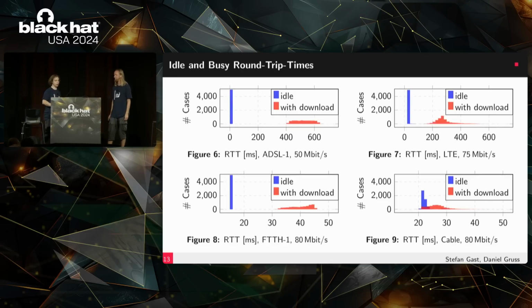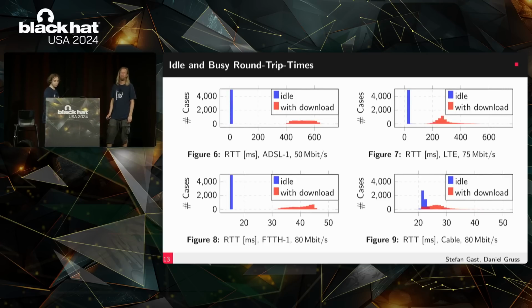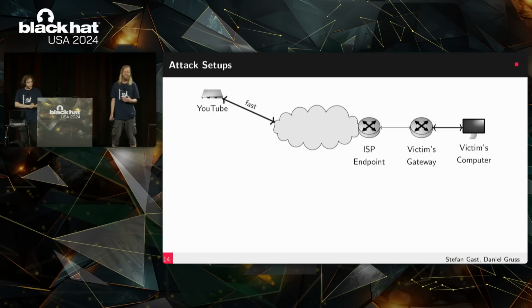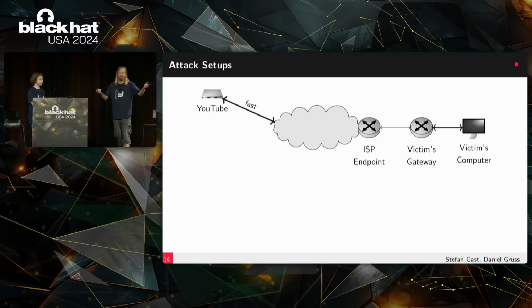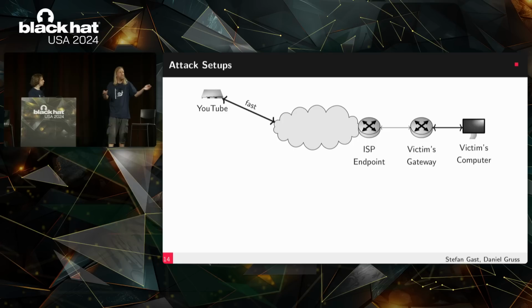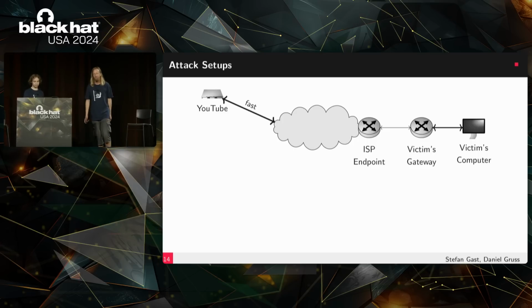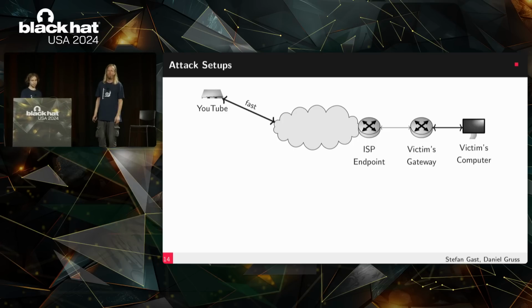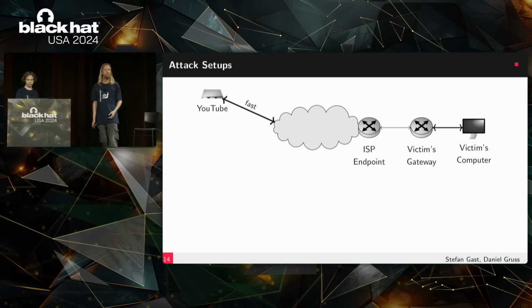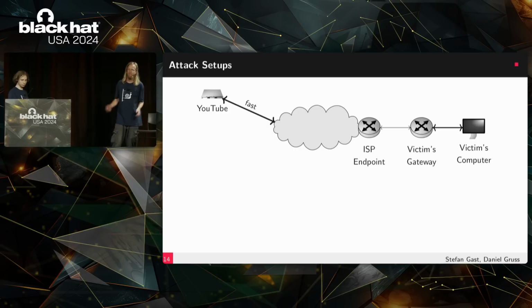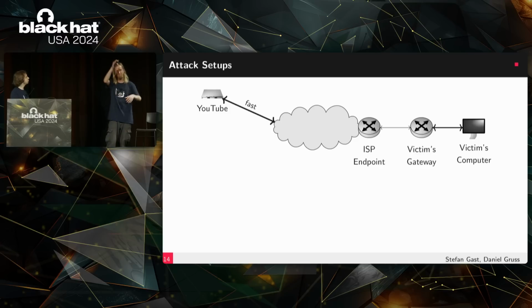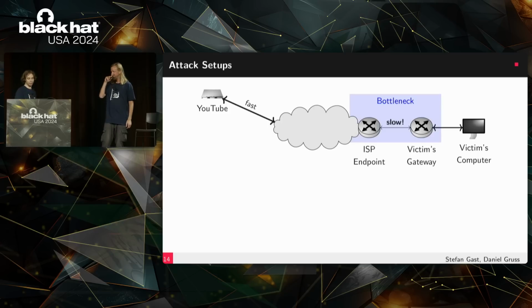We need to talk about the threat model now, the attack setup. So in that case, this is just how any regular internet connection works. So you have your computer, which is connected to your home gateway, which you typically call router. Then you have an endpoint at the ISP level. Then you have some backbone internet connection in between. And then you have the YouTube server. And the slow bottleneck is the problem here.